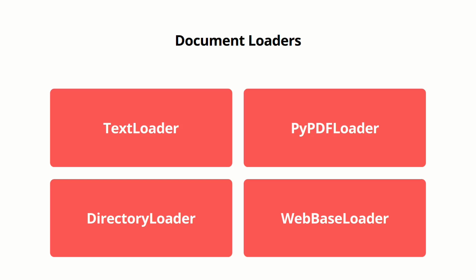And today we'll look at five of the most commonly used ones: TextLoader, PyPDFLoader, DirectoryLoader, web-based loader, and then CSV loader. So first of all, we'll start with the text loader.